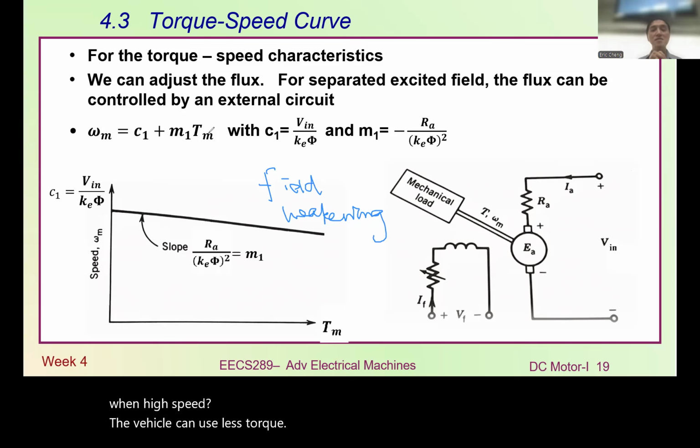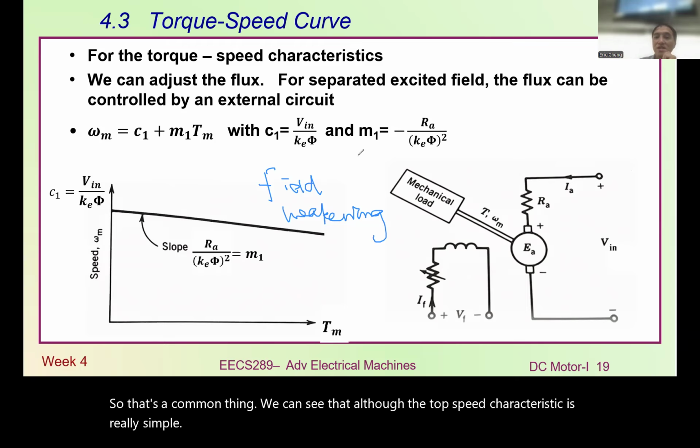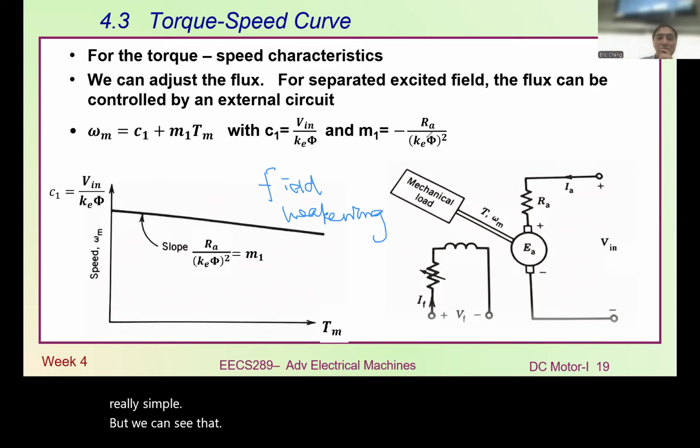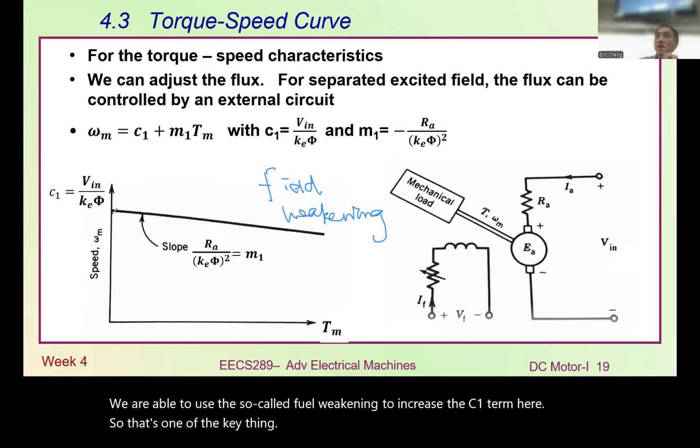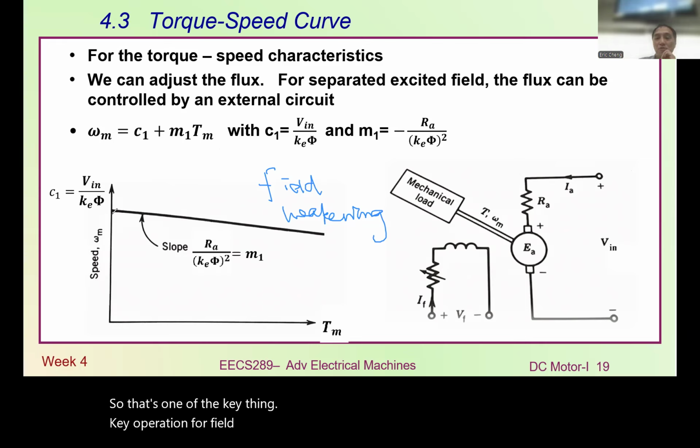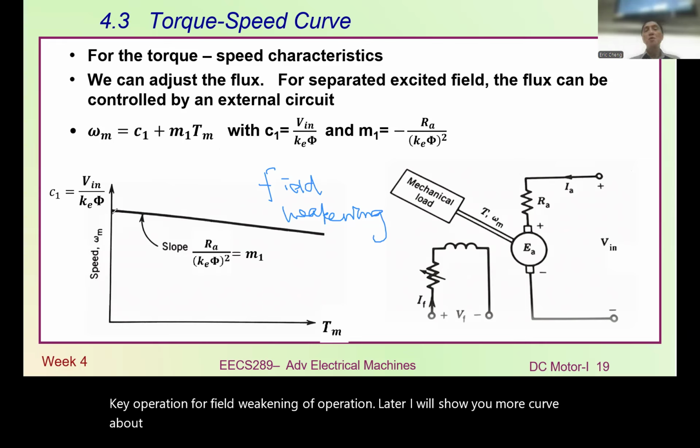So that's a common thing we can see: although the torque-speed characteristic is really simple, we are able to use the so-called field weakening to increase the C1 term here. That's one of the key operations of field weakening. Later, I will show you more curves about the implication of this motor operation.